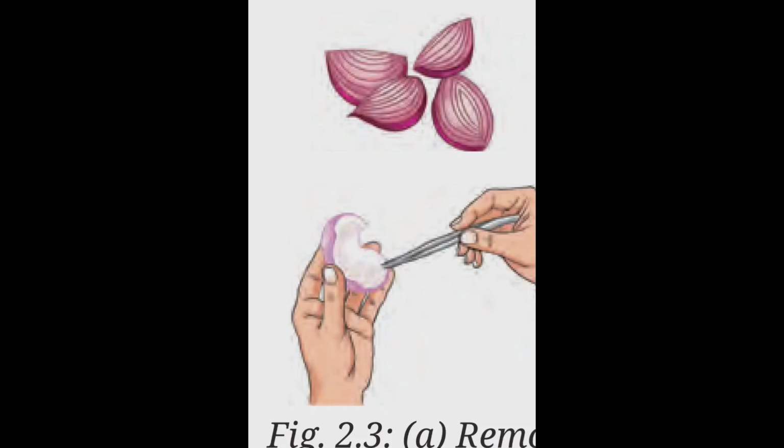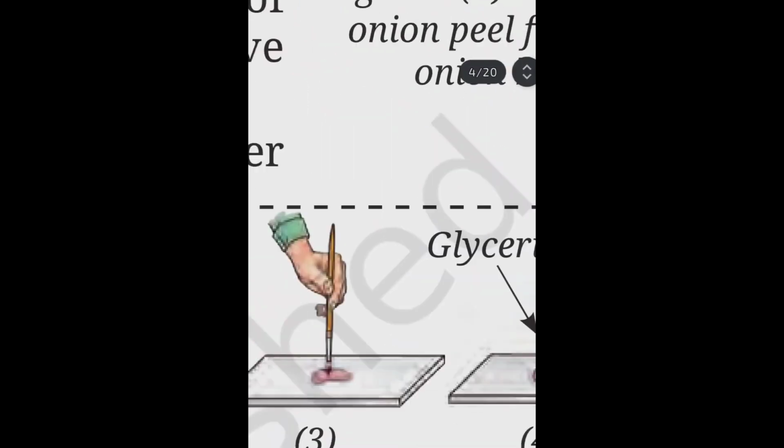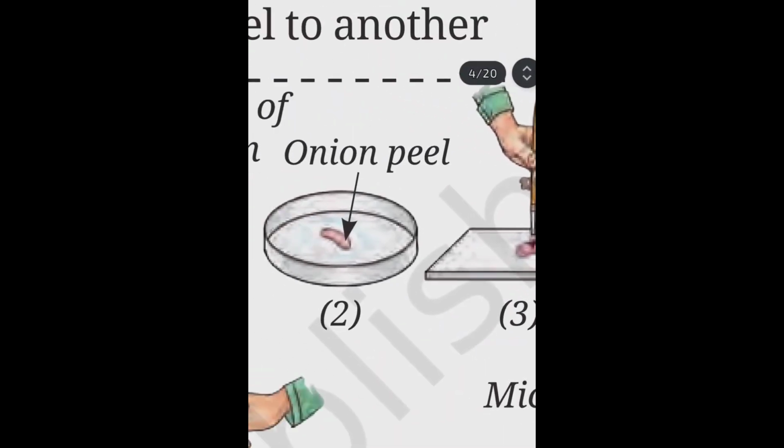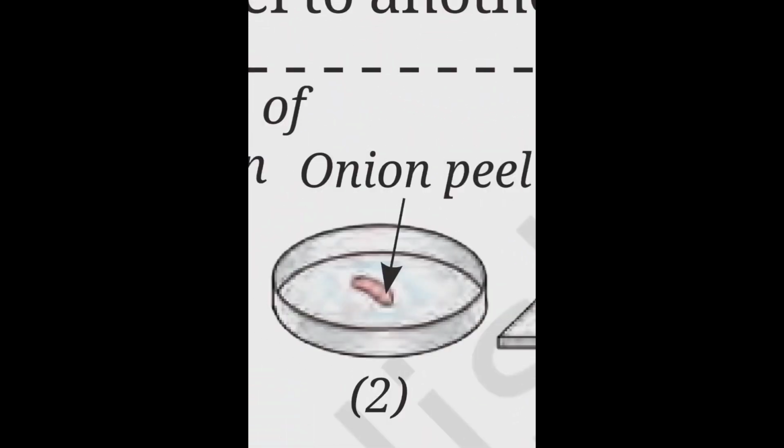Place this peel in a petri dish. This is called the petri dish. You can see a round colored dish, this is called what? Petri dish. We can keep this peel in a petri dish containing a few drops of safranin. Safranin is a dye, a stain. A red colored stain it is. We want to stain the cell, otherwise we will not be able to see it. That's why we are giving color.